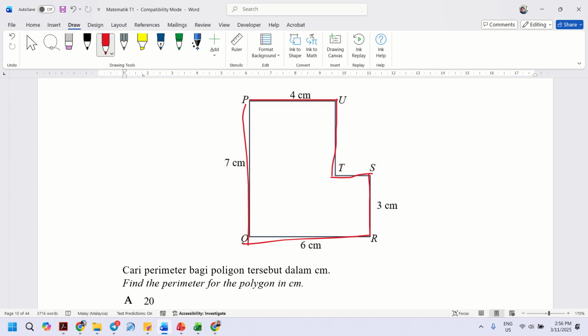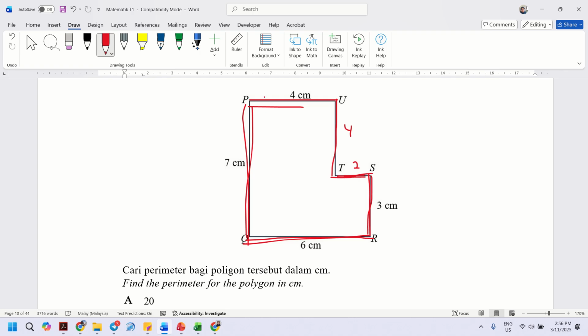So what is the length of UT? It is 4. How did I get 4? Because PQ is 7 and SR is 3, so the remaining is 4. What is the value of TS? QR is 6, PU is 4, so TS is 2.